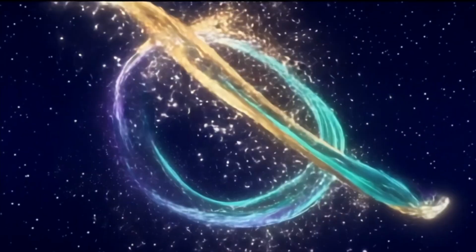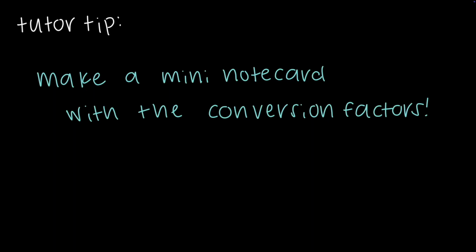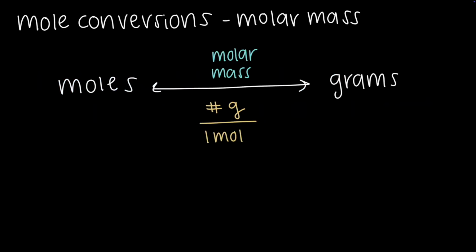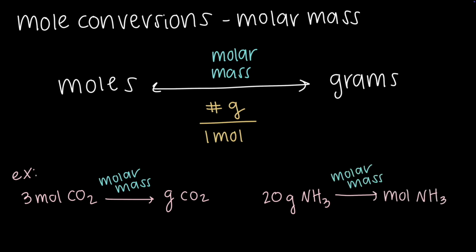Before we look at the examples, let's review the conversion factors that we will use in chemistry. Make a mini note card with these conversion factors. Molar mass is the number of grams per every 1 mole of a compound and is used to convert between grams and moles for the same identity. For example, if we knew that we had 3 moles of carbon dioxide, I could use the molar mass to convert to grams of carbon dioxide, or if I knew we had 20 grams of ammonia, I could use its molar mass to convert to moles of ammonia. Different unit, but same identity.